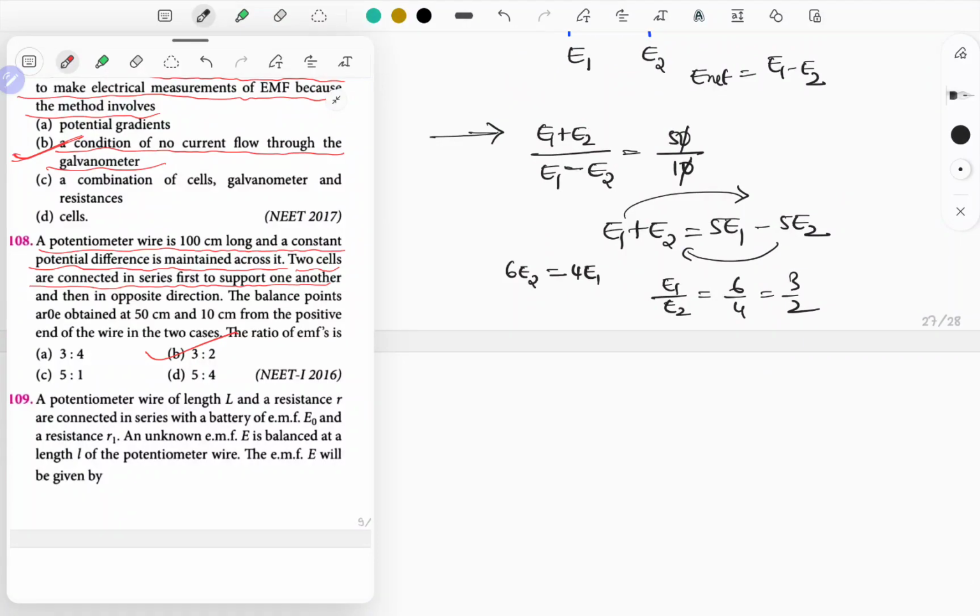Question number 109. Whenever you are about to solve numericals based on potentiometer, you should be in a position to draw the diagram. You have to remember it. Okay, then only it is easy. Let's move on to the next question. Before that, I'll draw the circuit based on the given data.